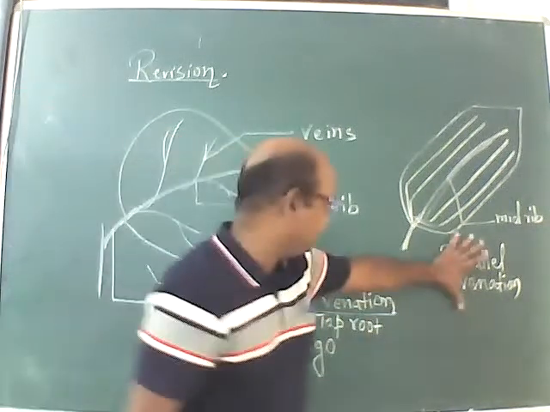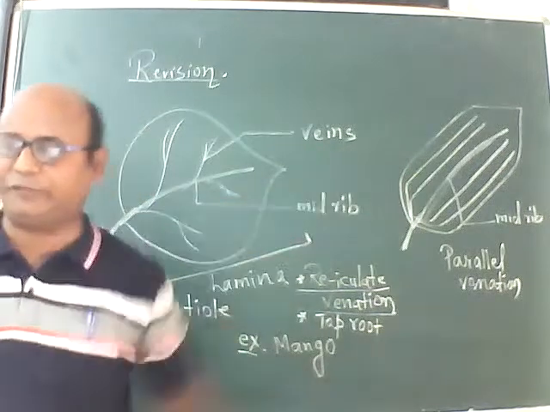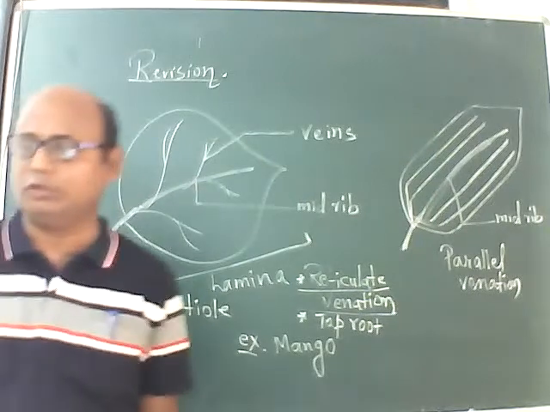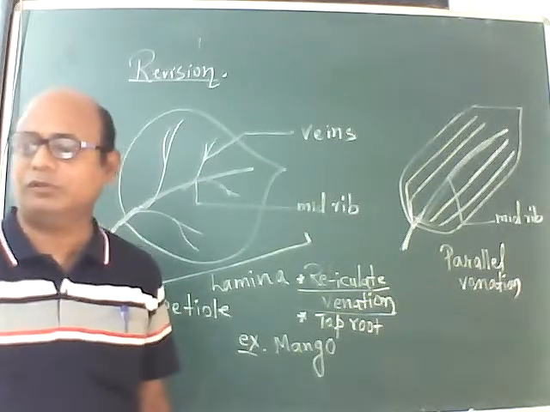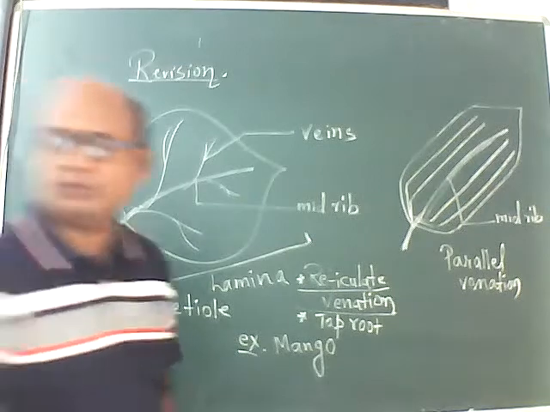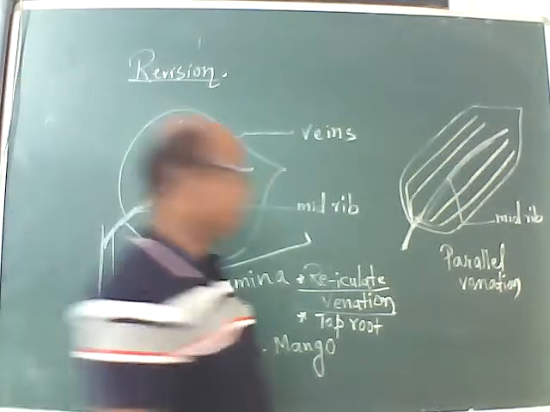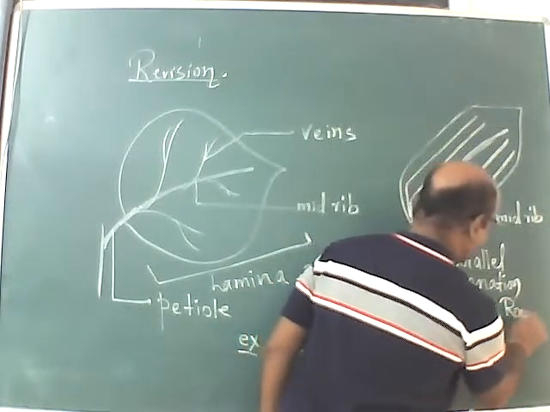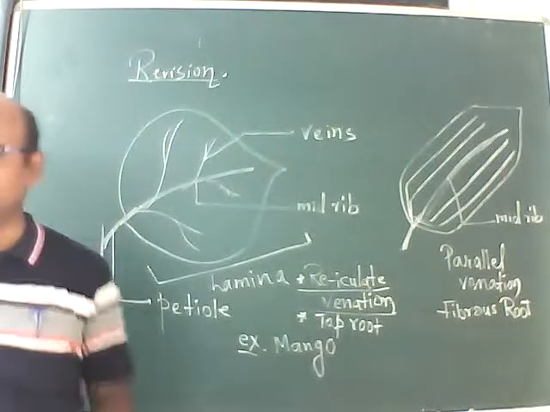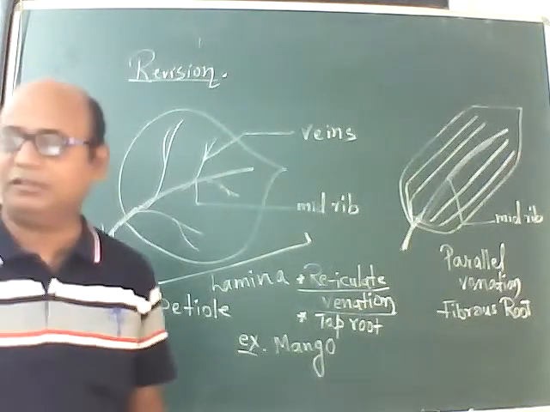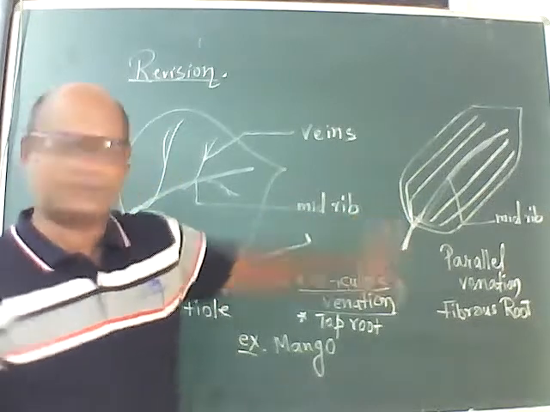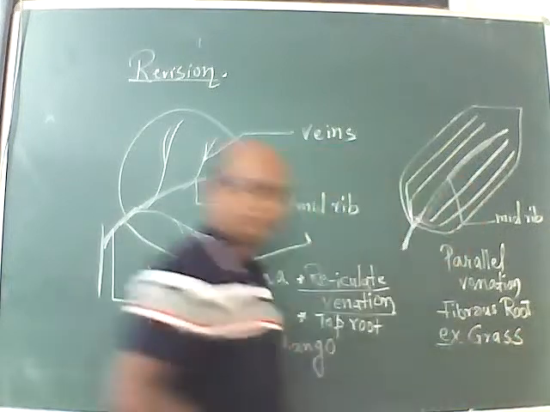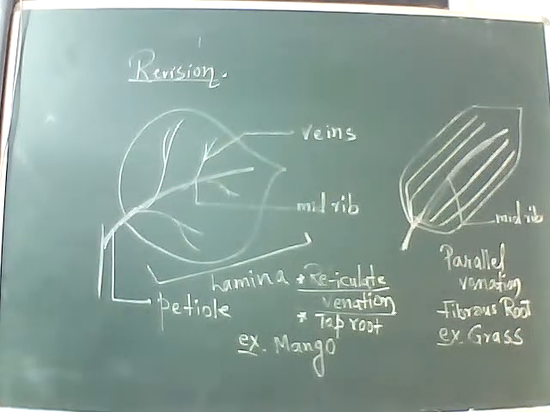Then, what kind of root will the plant having that leaf have? Fibrous root. Full, your correct answer. Sing, your correct answer. Fibrous root. Give me one example of this one. Grass. Very good. Example: grass, onion. Very good. Now, maize. Very good, beta.